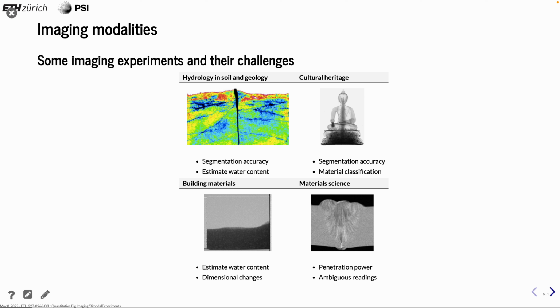Building materials is quite similar to soil and geology. Again, we look into water estimates and dimensional changes. There can be some swelling in the material, which introduces problems, in particular when you're looking at the time series and things are moving around when they shouldn't, or at least not from the analysis point of view. In material science, we have the problem of penetration power. Can our chosen imaging modality actually go through the material? And sometimes we don't really know exactly what we see, so we can get some ambiguous readings. The same gray level may actually have different meanings depending on where in the sample you look.